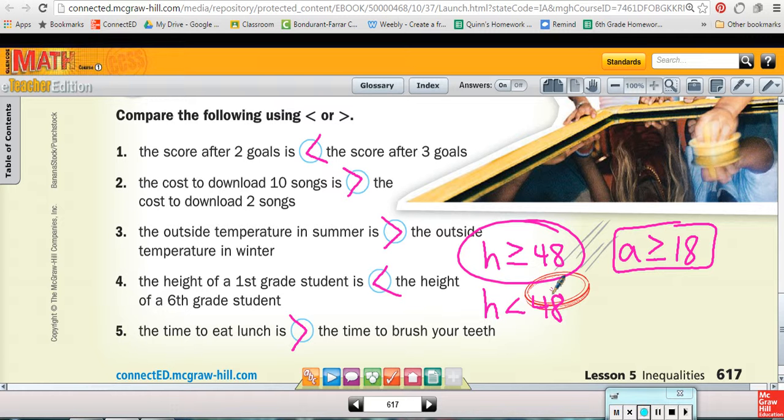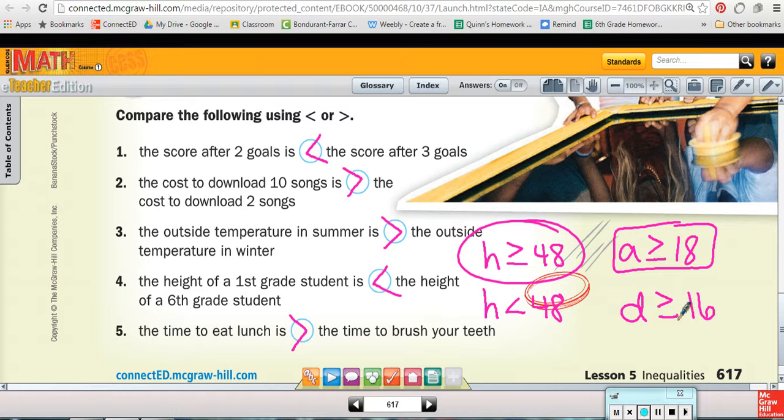Trevor, to drive, what do you have to be? 16. Permit is 14. Let's talk real life rules. 16. So the driver's age has to be 16. Well, how are we going to compare to 16? Greater than or equal to. Can they be 16? Yes. But can they be older than 16? Yep, most of the time. Sometimes their license gets revoked if they have other reasons, but that's the beginning restriction.